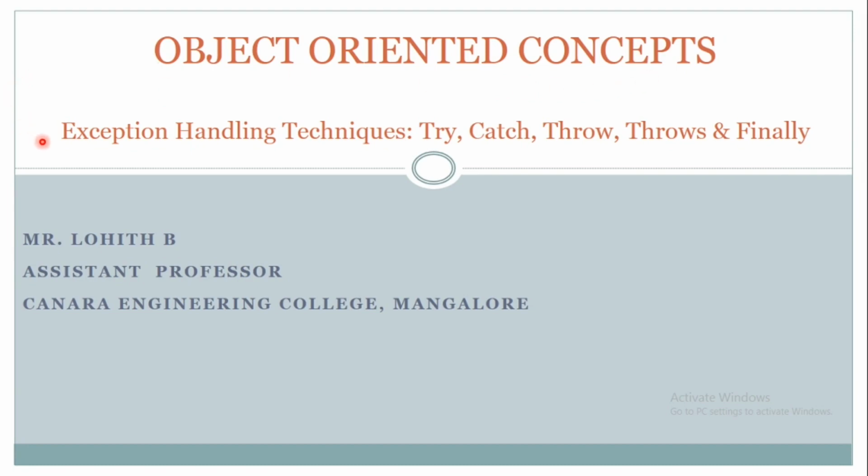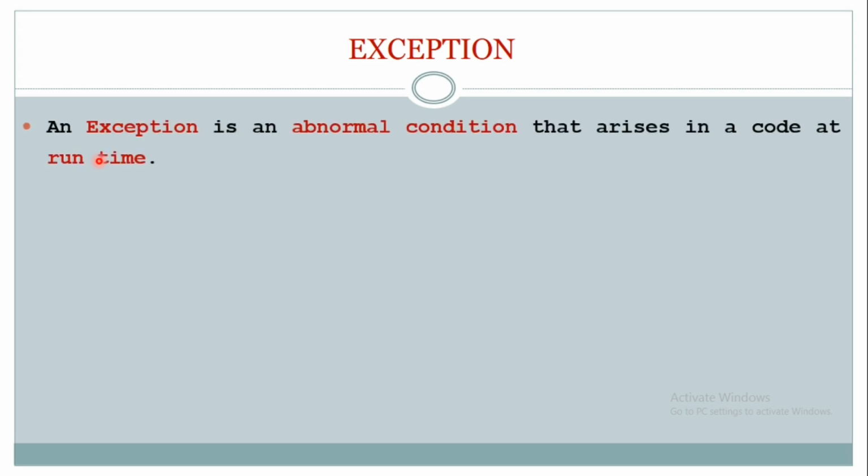In this video, we'll learn some of the concepts of exception handling techniques, that is try, catch, throw, throws and finally. Before we learn some of the techniques in exception handling, we'll understand what is an exception. An exception is an abnormal condition that arises in a code at runtime. When I say abnormal condition, it can be an integer divided by 0. Any integer divided by 0 is an exception. So whenever an exception occurs in a program, the program gets terminated and a system generated error message will be displayed.